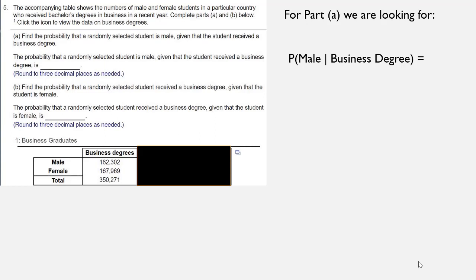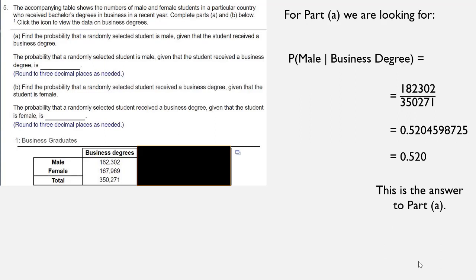Now we're looking to create our fraction for our probability. How many male students are there? 182,302 out of the total number of students who obtained business degrees, which was 350,271. And if we plug that into our handy-dandy calculator, we get this decimal, and it asks us to round to 3 places, so it's 0.520. So this is your answer for part A.